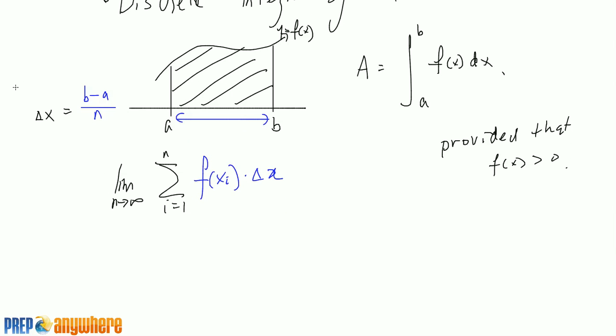So let's use the right hand sum because it's easiest to write. For the xi, xi will be a plus, and then you just add delta x times i. This is the right hand sum. Very easy. So a plus (b minus a) over n times i.